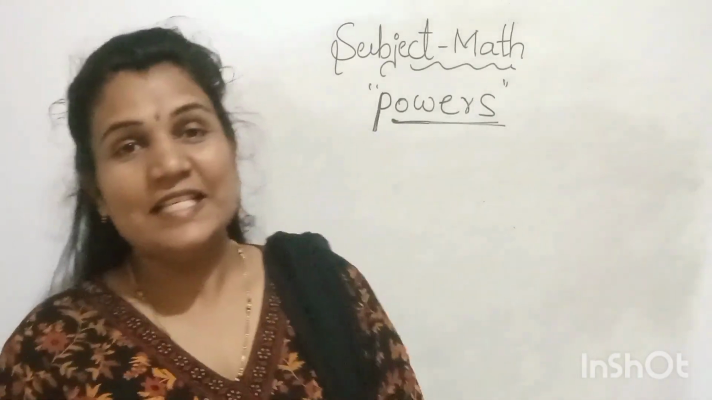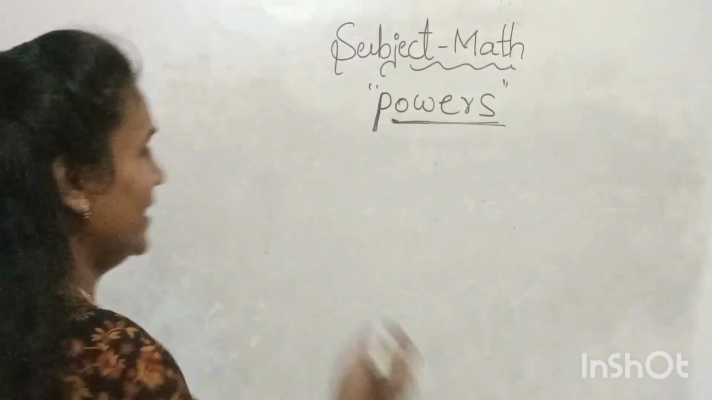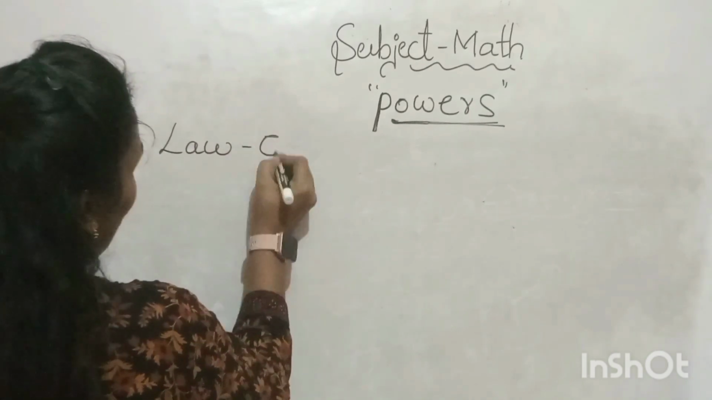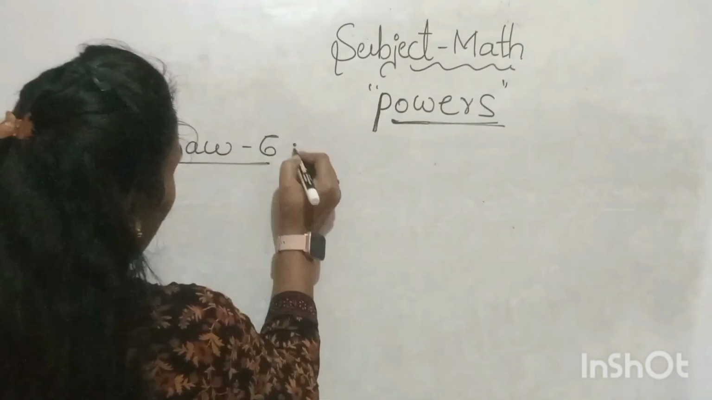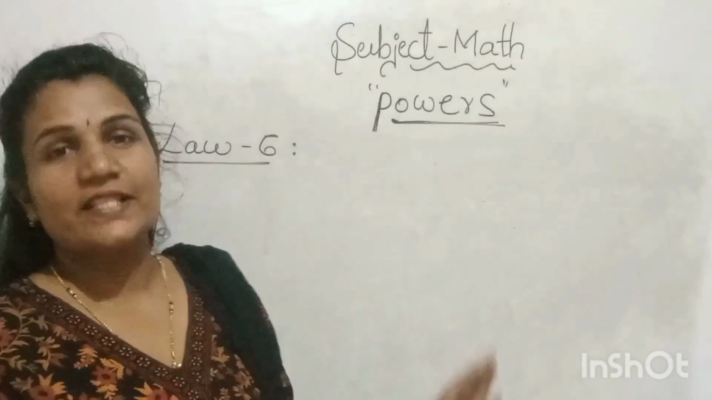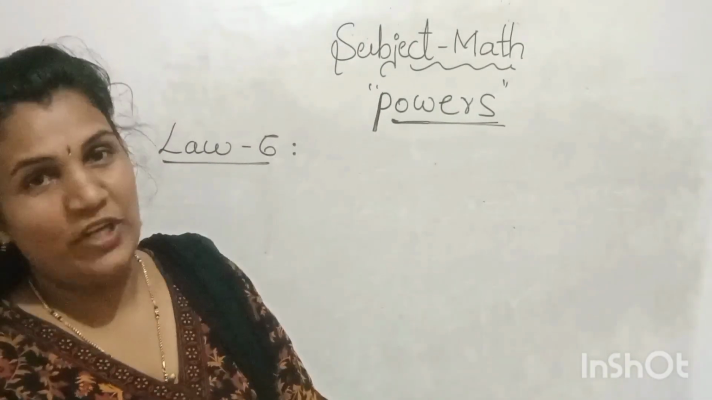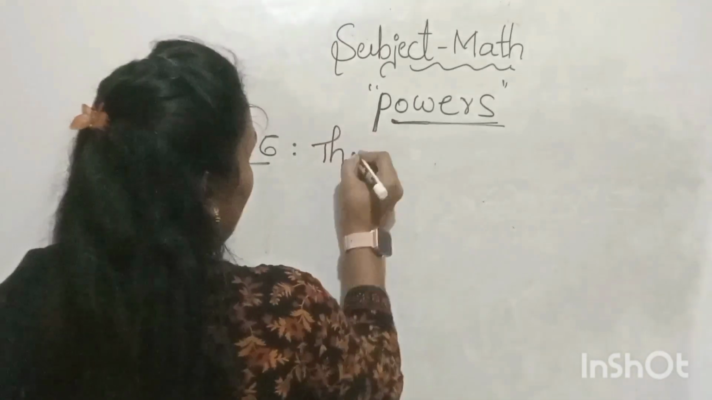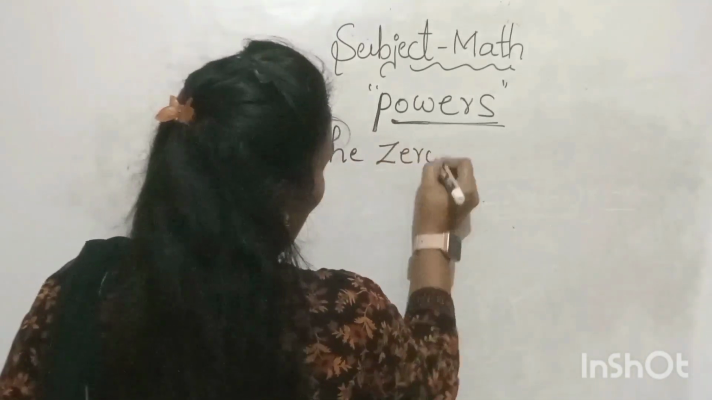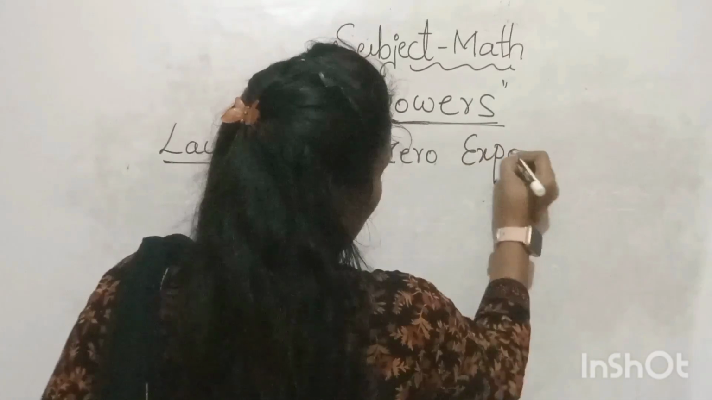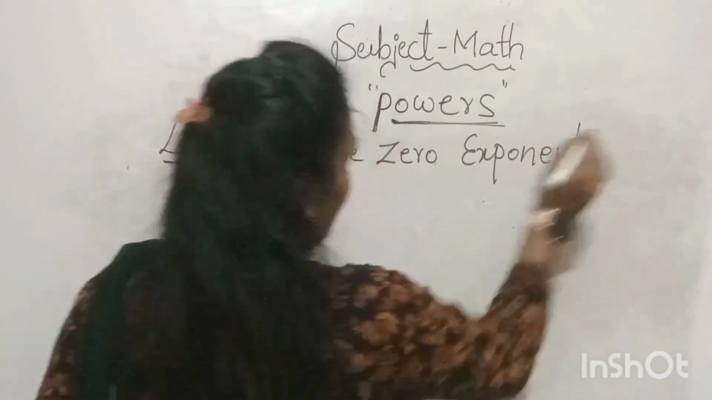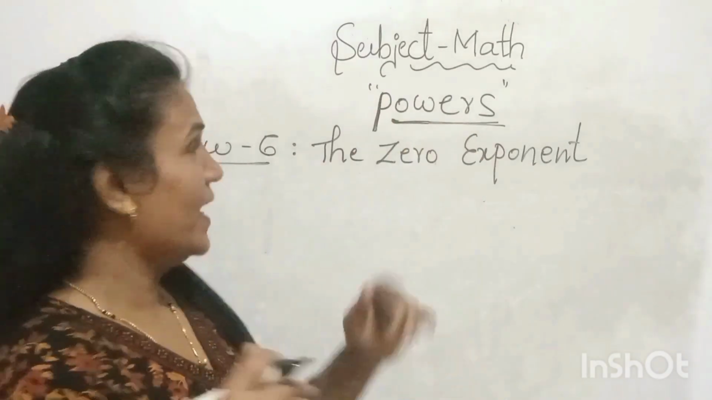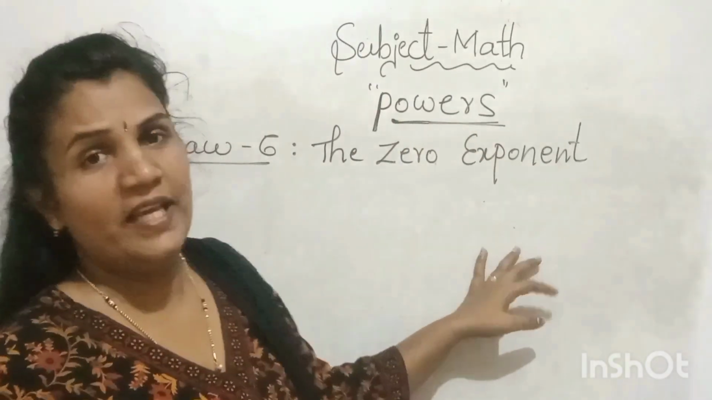Now, we'll move to the sixth law of exponents. That is law 6. Till here, we learnt laws up to 5. Now, the sixth law. This law is called the zero exponent. Okay, the sixth law of power, or else the sixth law of exponent, is also called the zero exponent. What does it say?